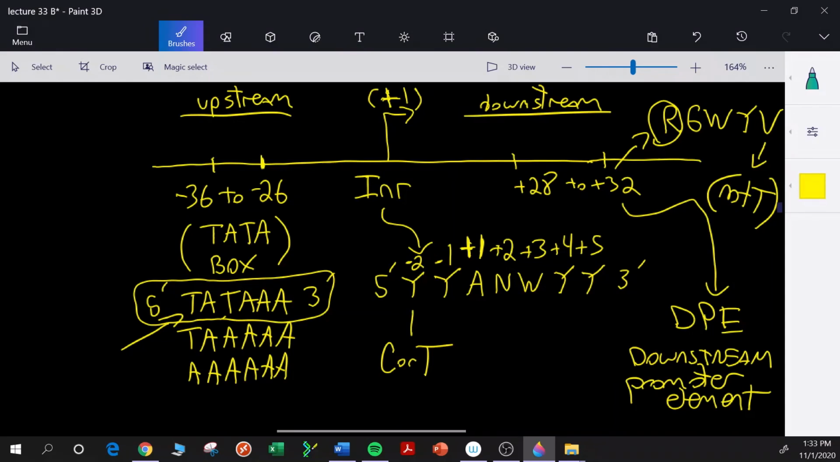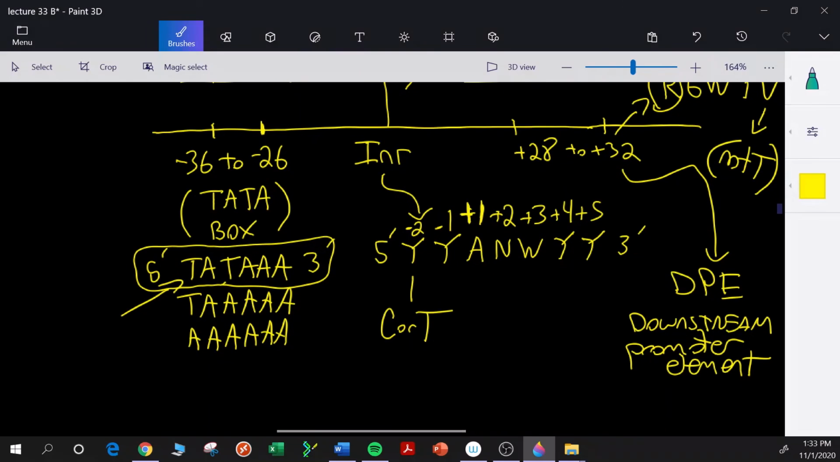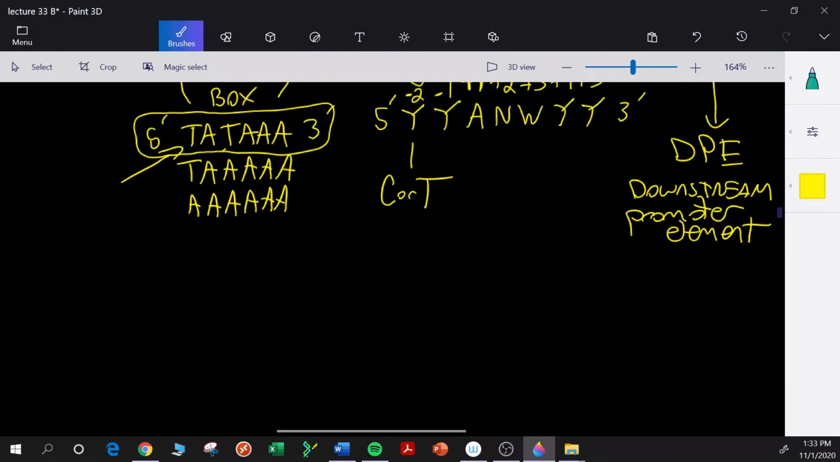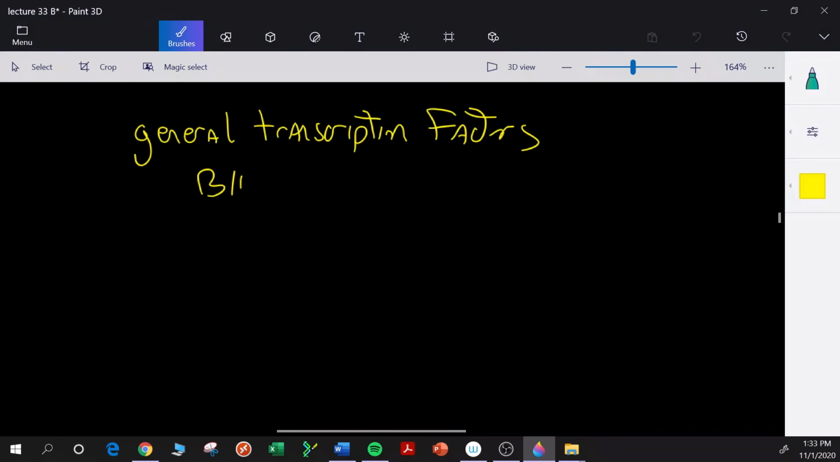Okay, so those are 3 core promoter elements. And, who cares? What are these things for? So the general transcription factors, which we will talk about next, general transcription factors bind the core promoter elements.